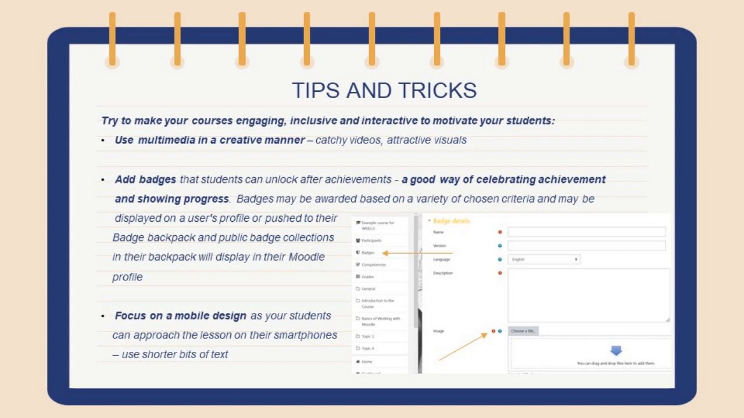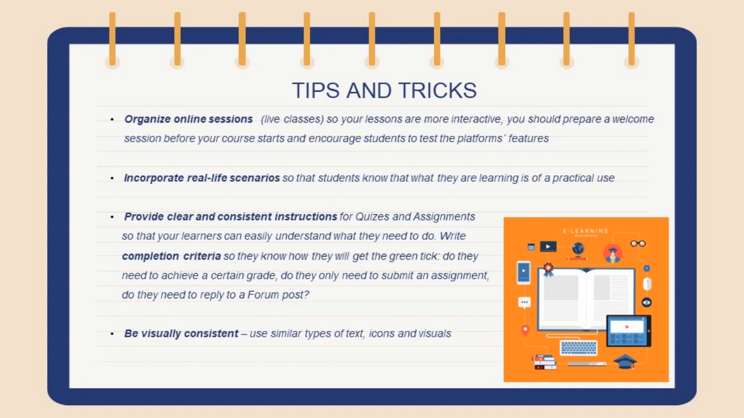Perfect. Here are just a few tips to make your courses even more engaging and interactive, because motivating your students is crucial. Tip number 1, don't be afraid to use multimedia in a creative way. Use catchy videos and attractive visuals. Tip number 2, add badges that students can unlock to celebrate an achievement and show progress. Tip number 3, focus on a mobile design. Your students can access the lesson on their smartphones, so it's better to use shorter bits of text.